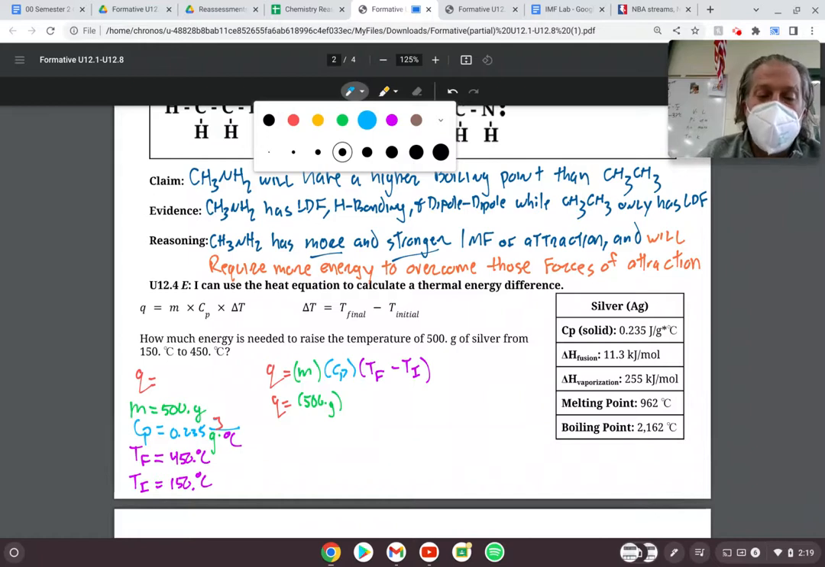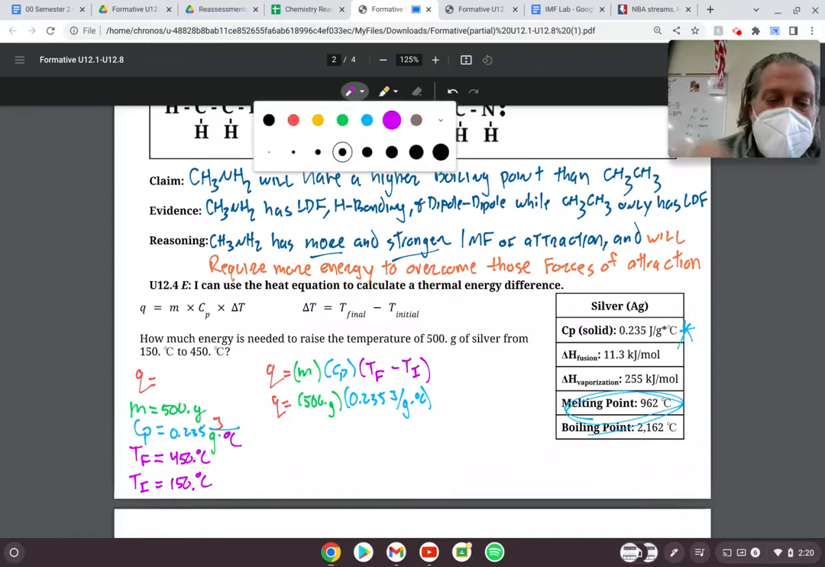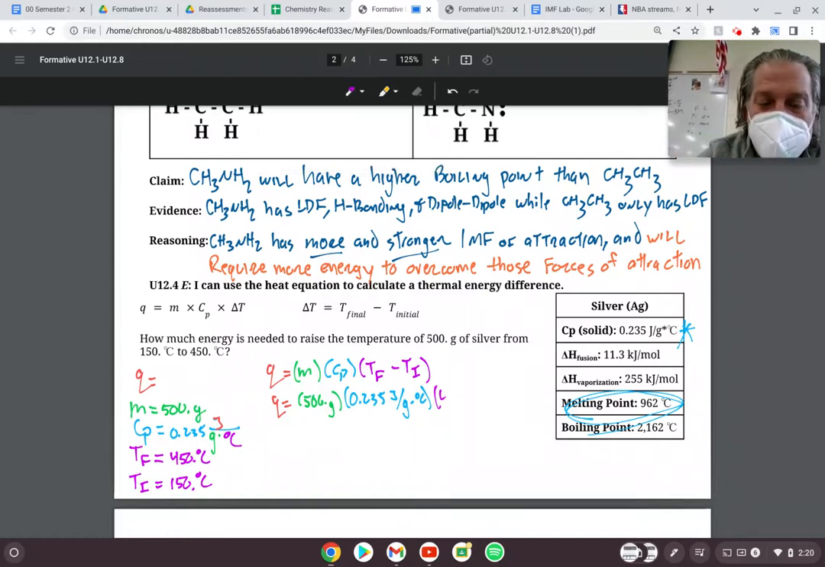Now, because we are going from 150 to 450, that leads me to believe that we're not quite to the melting point yet. So that means that we're going to deal with a specific heat, which in this case is a solid, and that's the only one that you're given. So it's 0.235 joules per gram per degree Celsius. And now the TF and the TI, I've already identified the final temperature to be 450 degrees Celsius minus the initial temperature, 150 degrees Celsius.